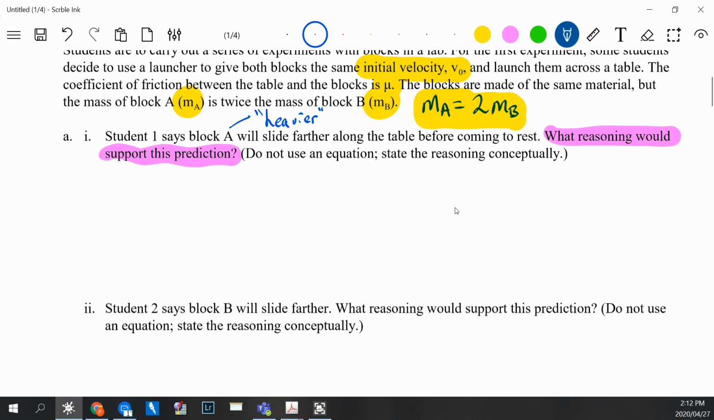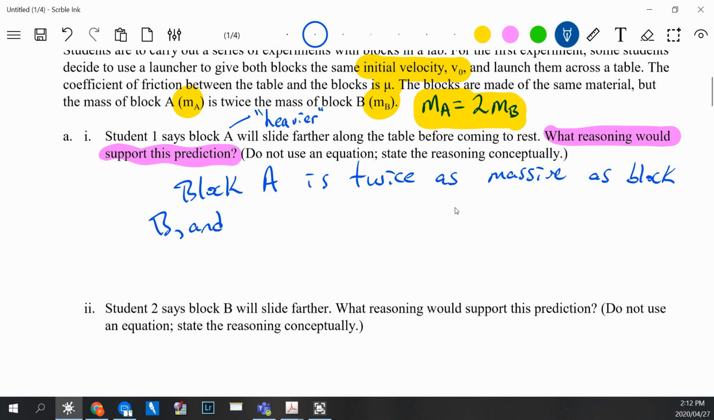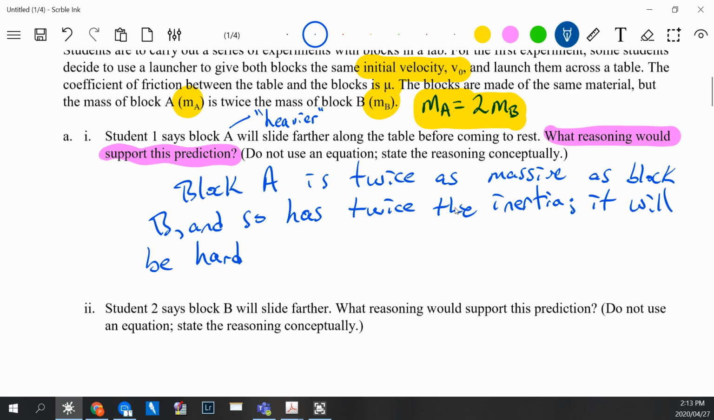Okay, so let's see here. I can write this up as something like this. Block A is twice as massive as block B, and so has twice the inertia. It will be harder to slow A down to a stop.